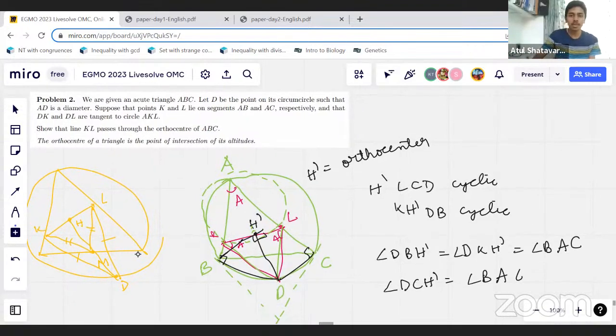And that was just basically the proof. We dropped the foot from D onto KL and these cyclic quadrilaterals give us angles DBH dash and DCH dash, which are the correct angles for the orthocenter. So we're actually just done.